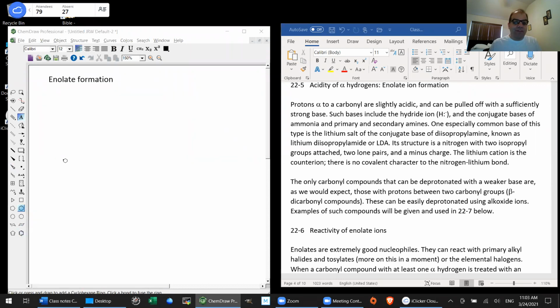So maybe we'll go back to our cyclohexanone. We'll just use that as an example. And of course, cyclohexanone has no fewer than 4 enolizable hydrogens, 2 on this side of the carbonyl and 2 on the other side. And all we need is a sufficiently strong base to pull off one of those 4, in this case equivalent protons, and we'll have ourselves the enolate.